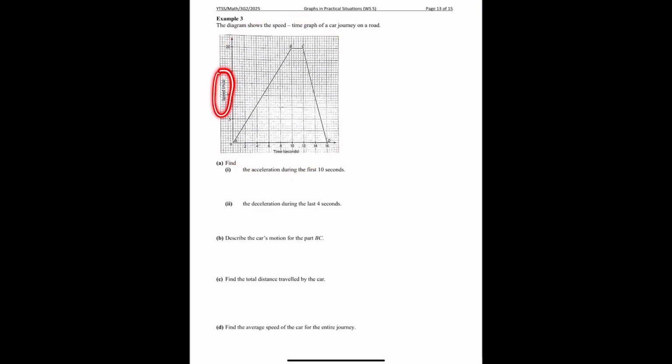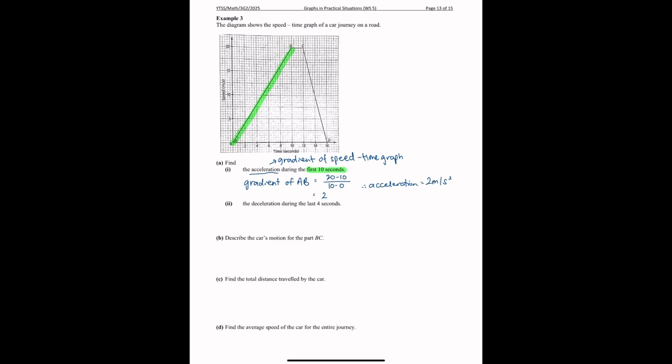Take note, speed here is meter per second and time is in seconds. So for part A, part 1, we need to find the acceleration during the first 10 seconds, which is this highlighted part in green. So do note, acceleration means it's the gradient of a speed time graph. So what you need to do, you need to find the coordinates of A and B and then calculate the gradient. Okay, to calculate the gradient of AB, you need the coordinates of A and B. Apply the formula and you will get 2. Hence, the acceleration is 2 meter per second square.